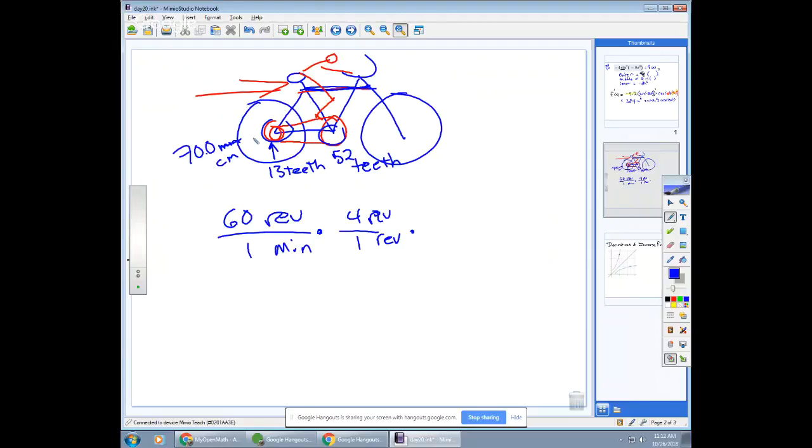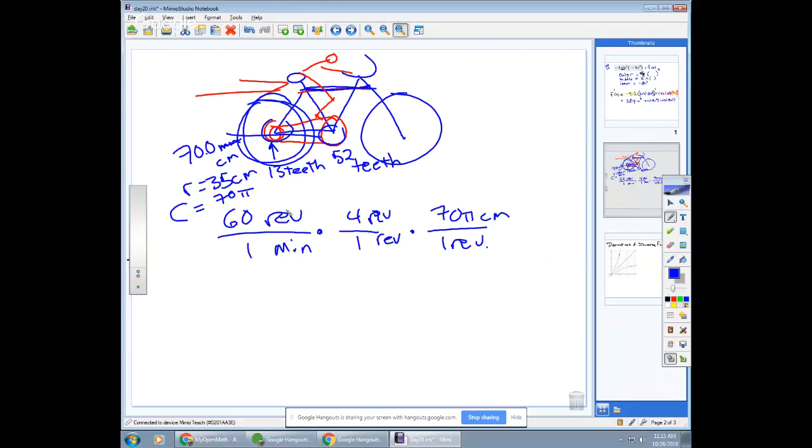So if there's a 70 centimeter diameter in the tire, I need to know the circumference. So that means the radius is 35 centimeters. And the circumference is just, I could have just done pi times the diameter, huh? 70 pi. So that means every 1 revolution in back is going to give me a distance of 70 pi centimeters.